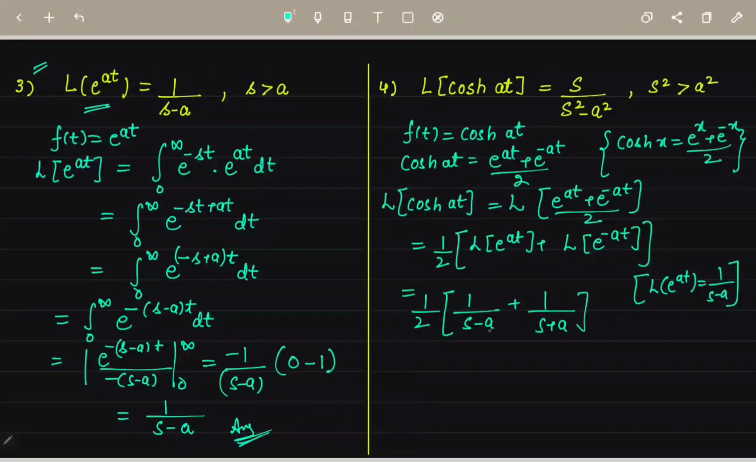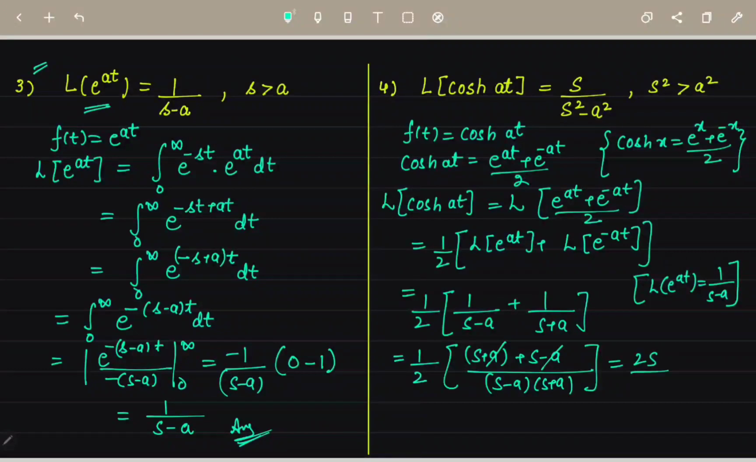Okay, so now after taking LCM, it will become s plus a plus s minus a, over s minus a times s plus a. So a and minus a get cancelled. It is 2s divided by 2 into s minus a, then s plus a. Or we can write it as s divided by a square minus b square, since a minus b and a plus b gives a square minus b square, that is s square minus a square, which is the answer.